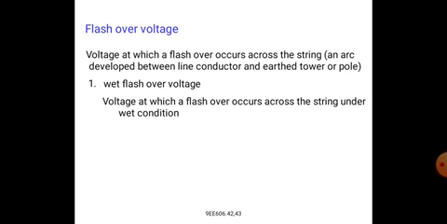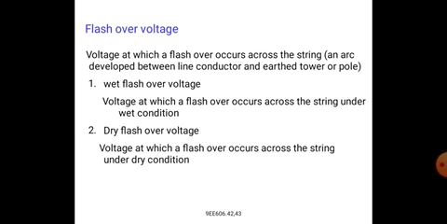So there are wet flashover and dry flashover. The wet flashover voltage means the voltage at which a flashover occurs across the string under wet conditions, in the rainy season. The dry flashover voltage means the voltage at which a flashover occurs across the string under dry conditions, that is in summer, when it is very dry.